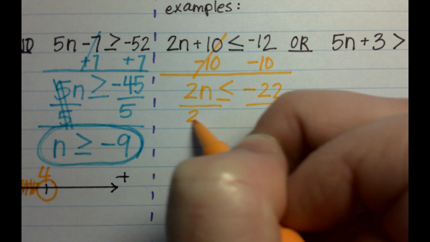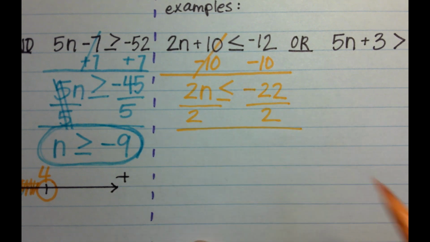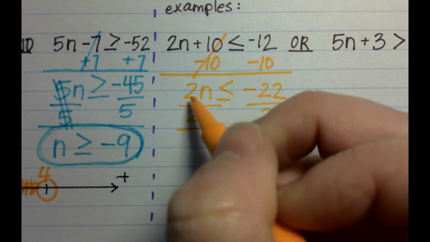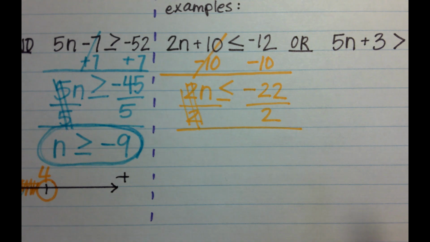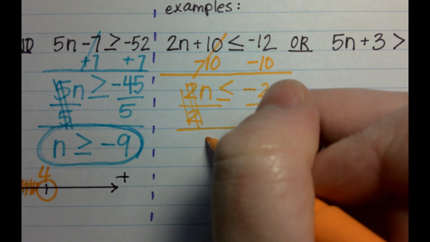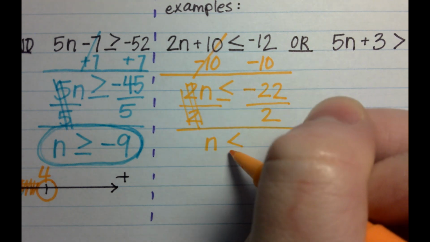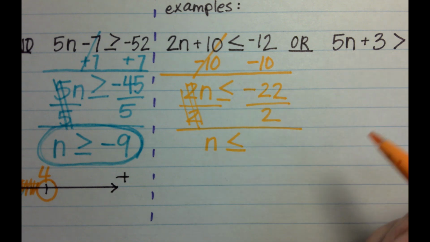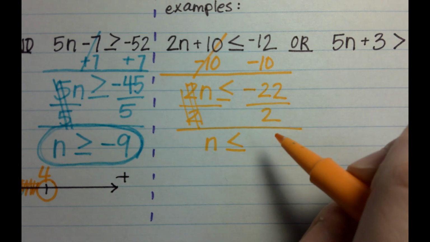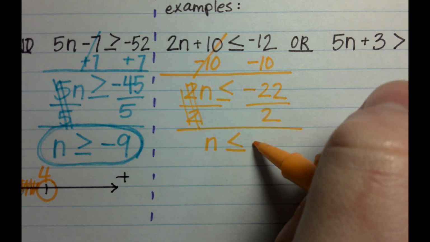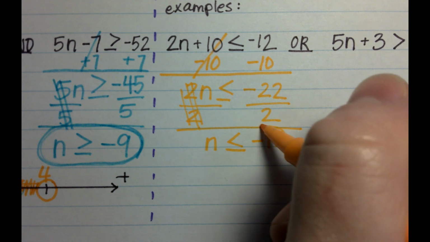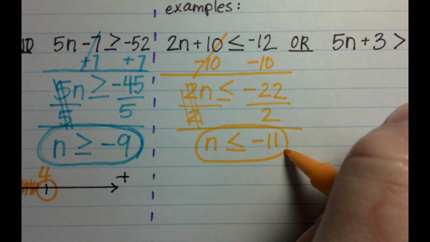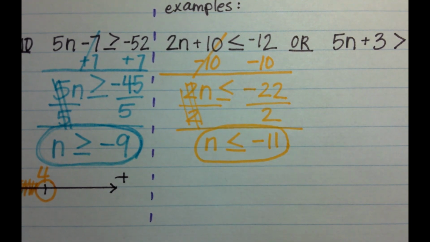So we're dividing by 2 on both sides. My 2's will cancel. I'll be left with n less than or equal to what? It'll be -11. Right.